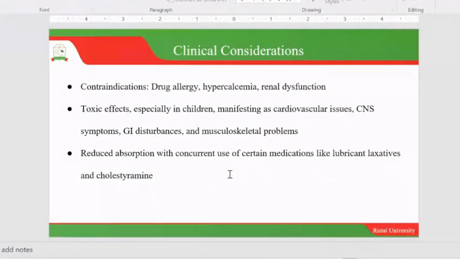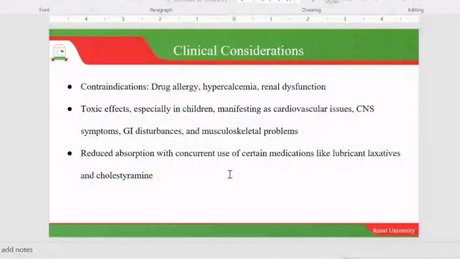So when is it contraindicated? For people who are having drug allergies and also hypercalcemia and also renal dysfunction. Remember we talked about the calcitriol being produced from both the liver and kidneys. And also remember, if someone is having kidney disease or renal dysfunction, we are trying as much as possible not to overwork the liver.